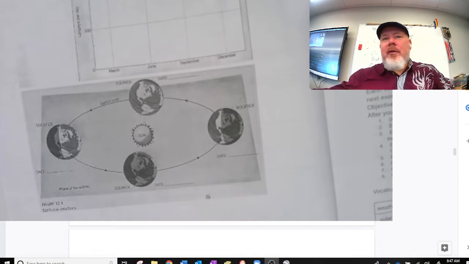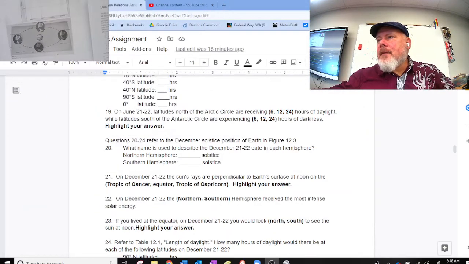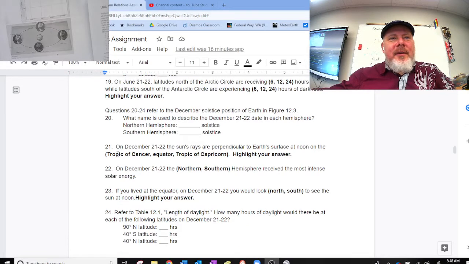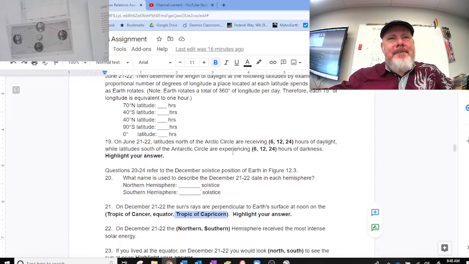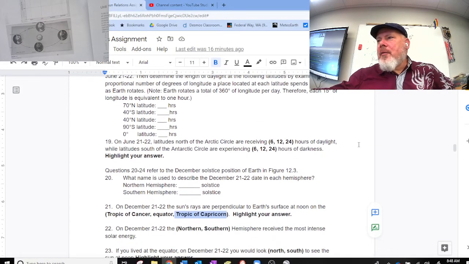I'm not going to go through each one of these questions. Remember, if you have something like question number 21, it's in parentheses. That means you're choosing one of these 3 choices, and you're going to highlight it using the highlighter tool and tell me what the answer is. All right, same thing with question number 9. So work on those. Remember, if you have questions in class, you can certainly raise your hands and ask.